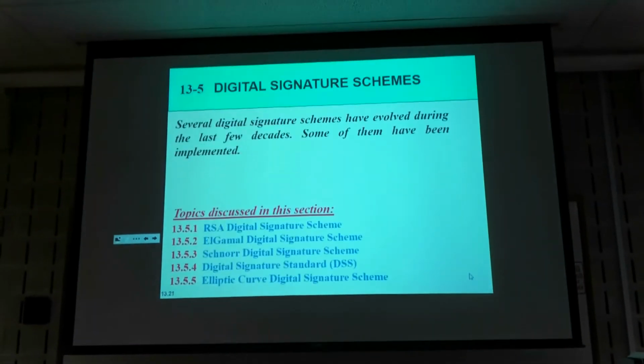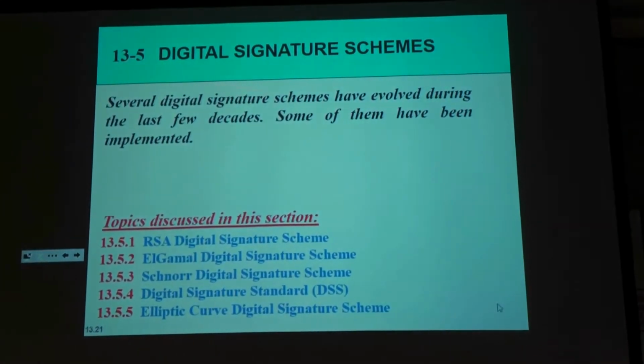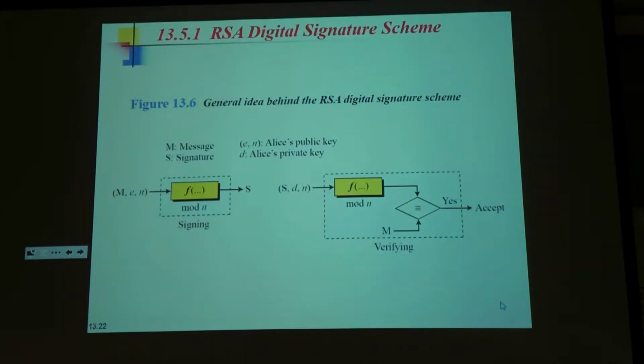So several digital signature schemes have evolved during the last few decades. Some of them have been implemented. For example, RSA is the most common digital signature scheme. The general idea behind the RSA digital signature is that, if you remember, we have to generate a public and a private key.